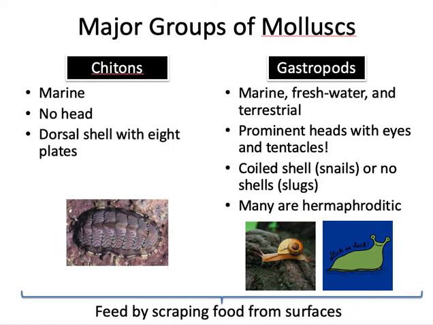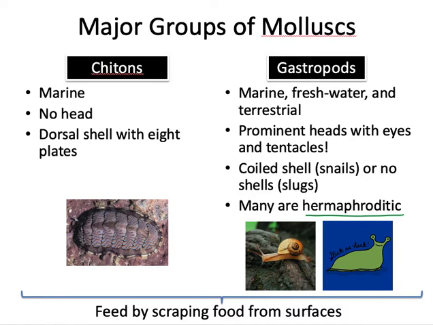Our gastropods include snails and slugs. Snails and slugs are found in all sorts of environments, both aquatic and terrestrial, both marine and freshwater. They have very prominent heads with tentacles, and the snails will have the coiled shell, whereas our slugs don't have that shell. And this is our class where many species are hermaphroditic right here. So no male-female sexes. Individuals produce both egg and sperm gametes.